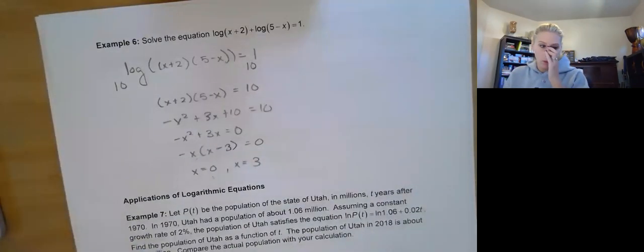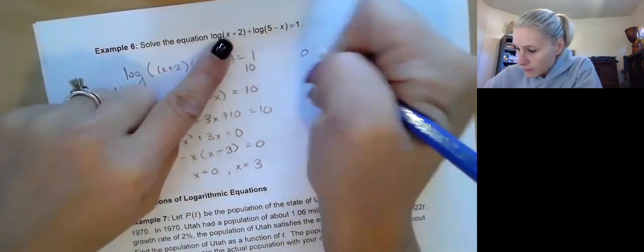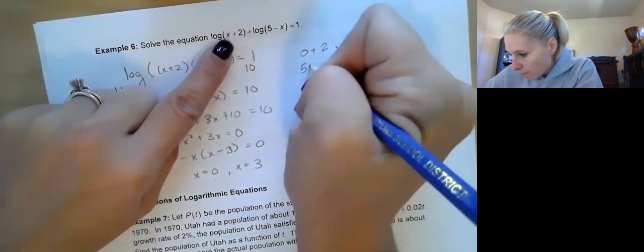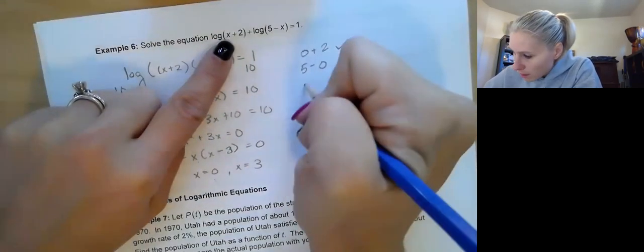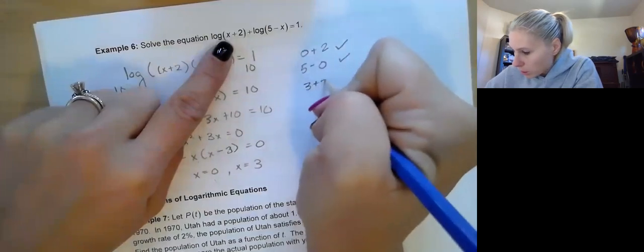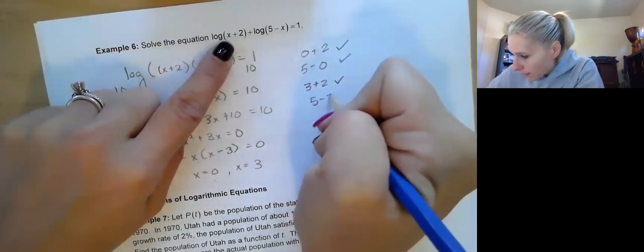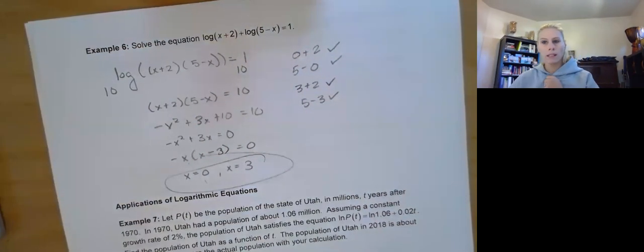All right, what do we have to do next? We have to check. So let's see. We have 0 plus 2, that works. 5 minus 0, that works. Now let's check our 3. 3 plus 2, that works. And 5 minus 3, that works. They both work, so that is our answer.